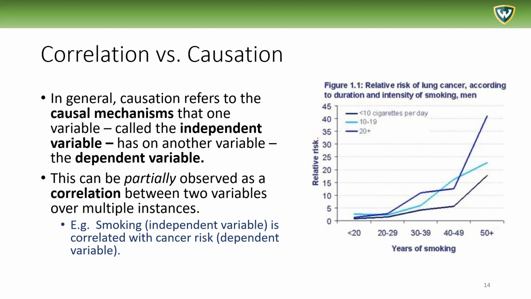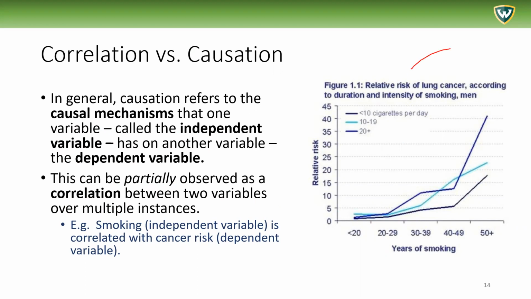So, for example, regarding the relationship between smoking and cancer, by observing various people, hundreds, thousands, maybe millions of people, and noticing that there is a correlation between smoking, which we can think of as the independent variable, the causal variable, and the cancer risk dependent variable. We see it in the data.